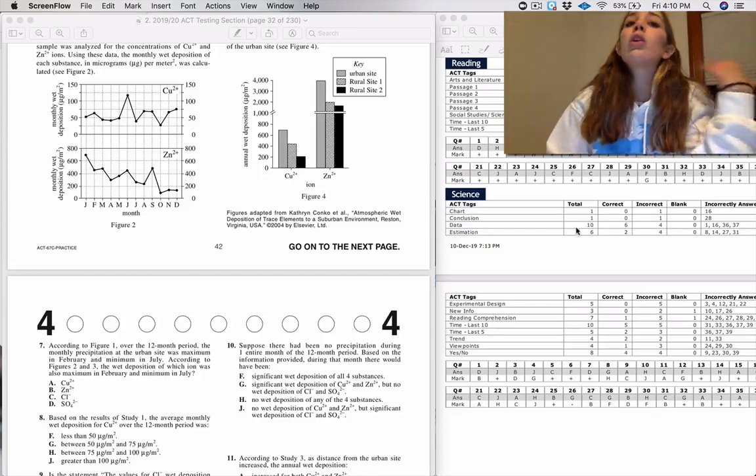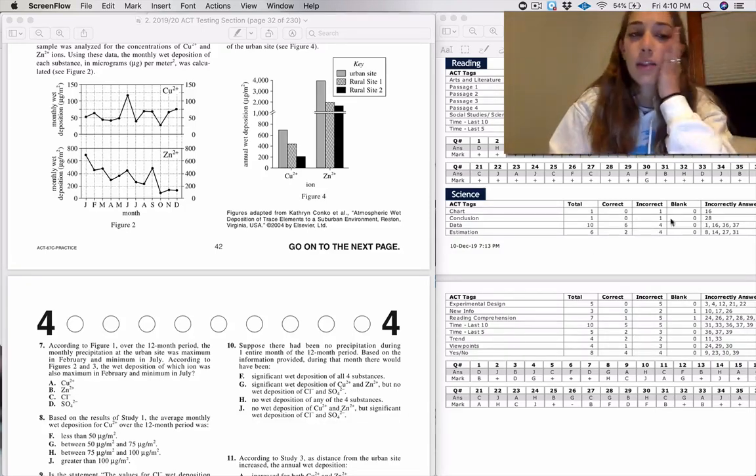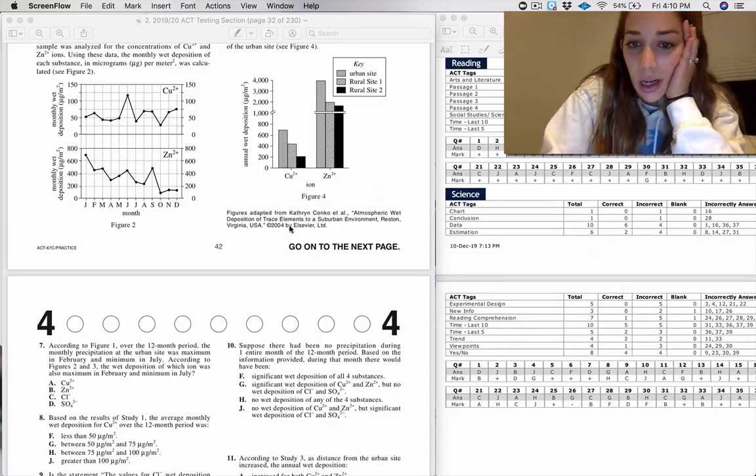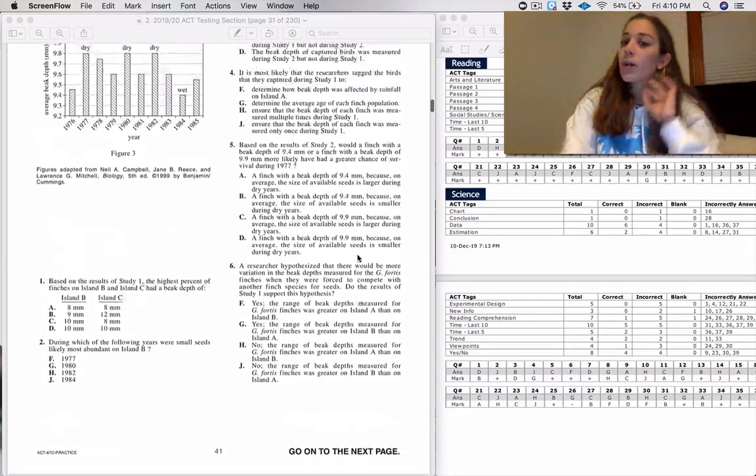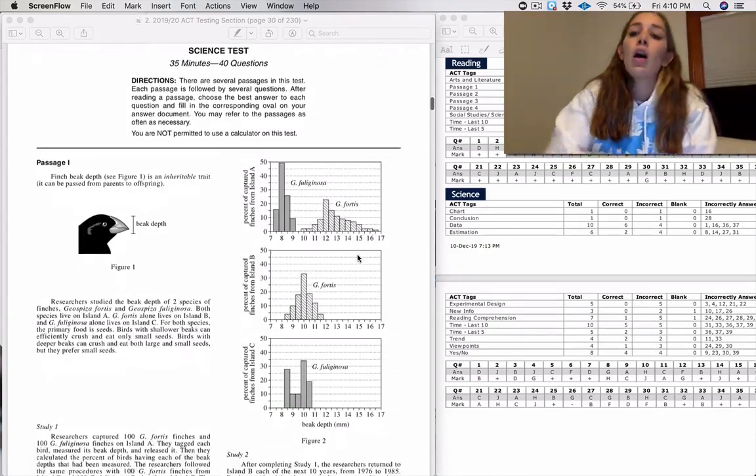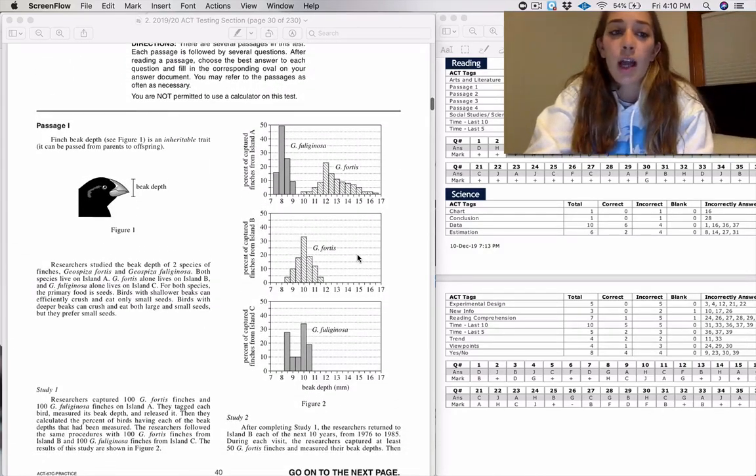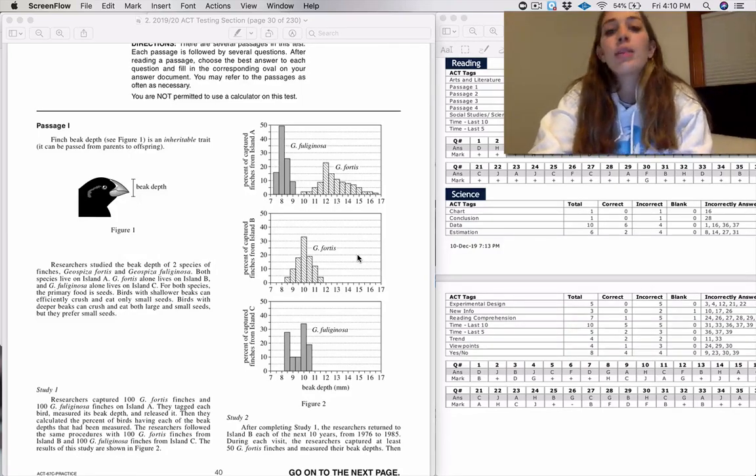So this is a data question, but kind of one level a little bit stronger. And you can see there were a bunch of questions on the test like this. So you can do those questions. There were 10 data questions on the test and 6 estimation questions on the test. So 16 of the questions were data and estimation. You literally don't need to know anything from the passage. You just need to know how to look back.